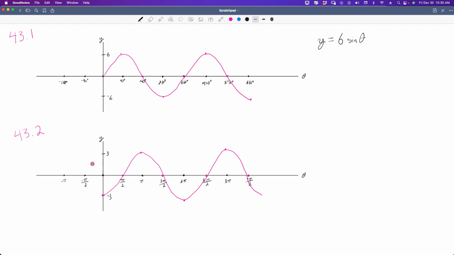All right, so 43.2, notice on our theta axis that we have the pi symbol. Remember what the pi symbol means. It's just 180 degrees. So 180 divided by 2 is just 90 degrees. 180 is 180. 3 pi divided by 2 would be 270. And then 2 pi would be 360.